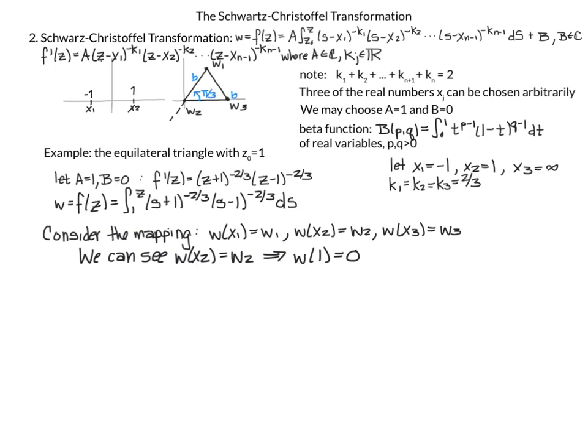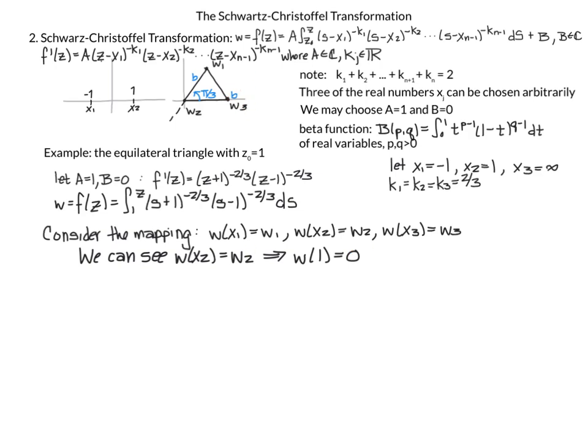The other thing we're going to note is w of x1 is equal to w1, w of x2 is equal to w2, and w of x3 is equal to w3. So we can see w of x2 is equal to w2. In other words, w of x2, that's w of 1, is equal to this w2, which is just equal to 0. So that one's easy.